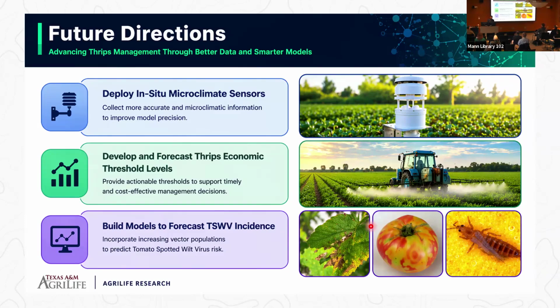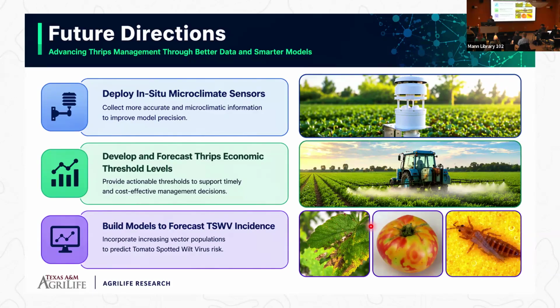Second thing we want to do is, this is all cool, but what does it mean for growers? So how do we tie the model results or population results into risk thresholds, something that growers can take and make the decision based off of? And that's what we are working on next.